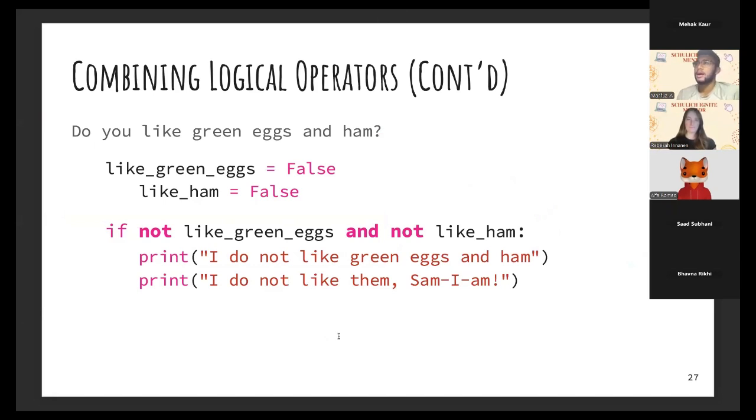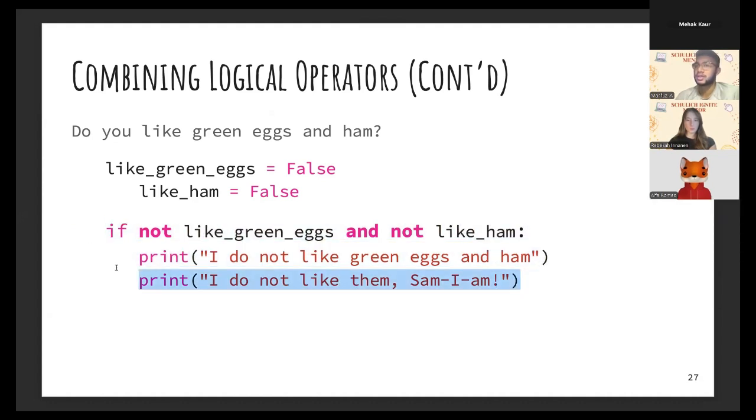Perfect. So, combining logical operators. Do you like green eggs and ham? Like green eggs is set to false, like ham is set to false. If you don't like green eggs, so that means if not like green eggs, this statement right here would be equal to true, and this statement right here would be equal to true, which means this statement would actually print out because I don't like green eggs and ham, and I don't like them. That's a weird statement, but both of these print statements would get printed out because it's indented and it uses a semicolon.